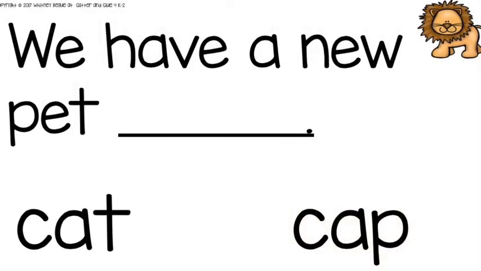We have a new pet. Let's see what words would make sense. K-A-T, cat, or K-A-P, cap. We have a new pet cat. Does that make sense? Yes, I think that's the one. I wouldn't want a pet cap. Let's try another one.